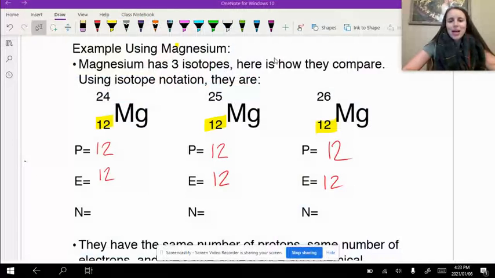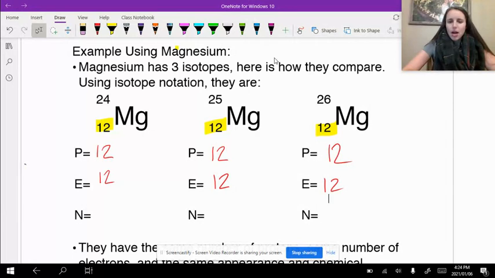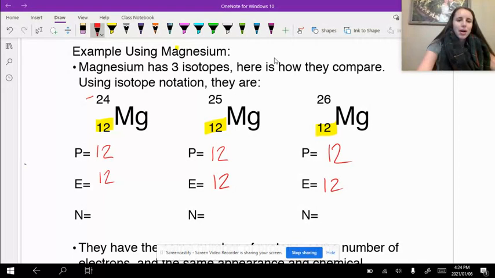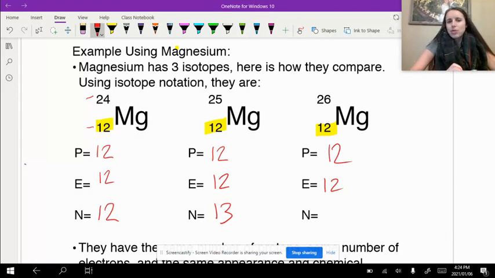So if we go back to the screen, you can see that the number of electrons is all the exact same. Now the last thing we want to do is figure out the number of neutrons. Remember, the number of neutrons is the top number minus the bottom number. So in this case, it'd be 24 minus 12. 24 minus 12 is going to be 12. For the next one, it'd be 25 minus 12, which is going to be 13. And for the next one, it would be 26 minus 12. That's going to be 14.